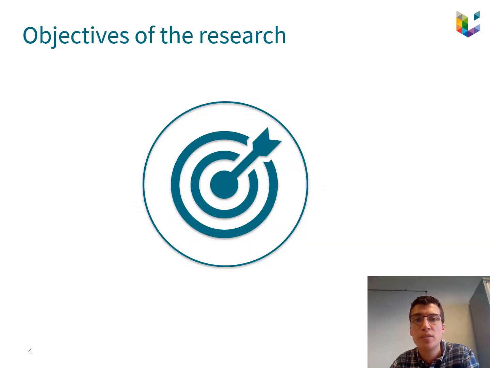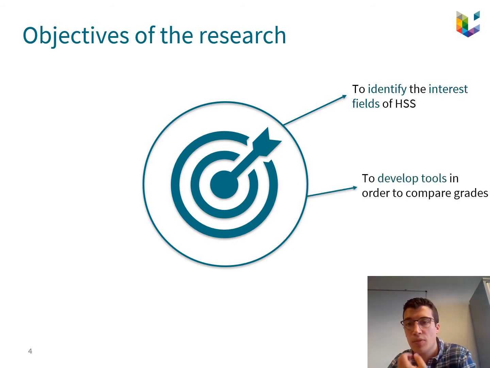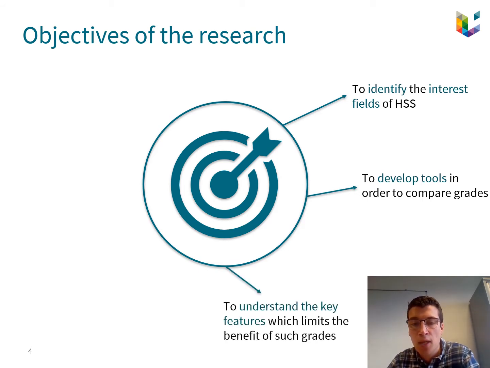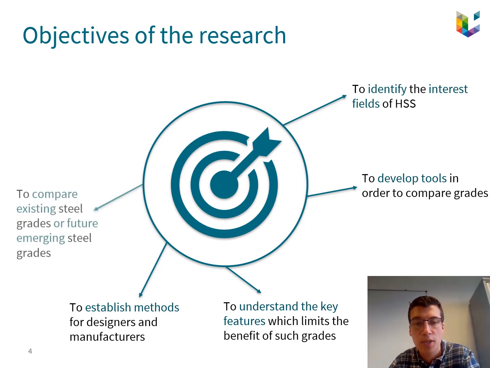The various objectives of this research are reported on this slide. So the first one is to identify the interest field in which high-strength steel H-shape and Y-shape section present an economic benefit. The second one is to develop tools in order to ease the comparison between steel grades. The third one is to understand the key failures which limit the benefit of such grades. To establish methods for designers and manufacturers in order to help them choosing the most appropriate steel grades.